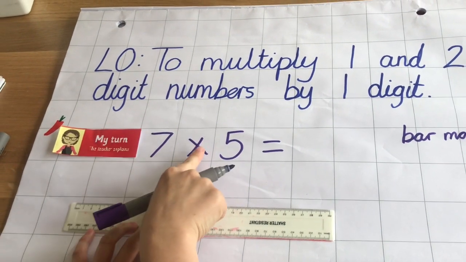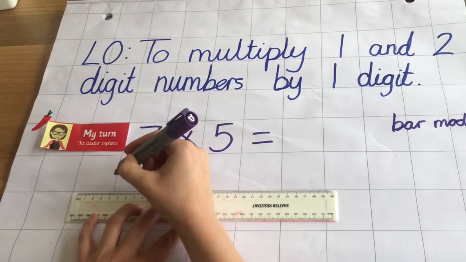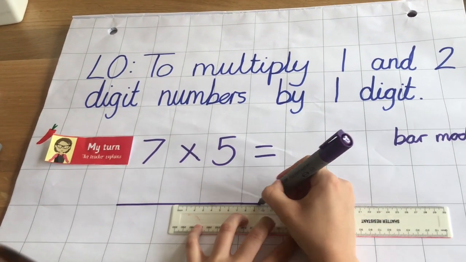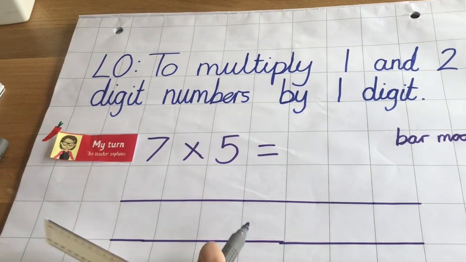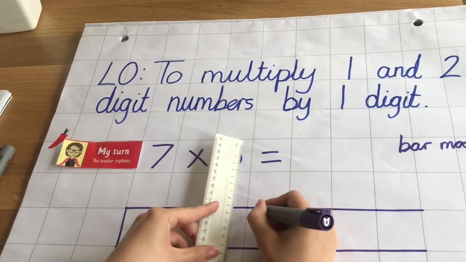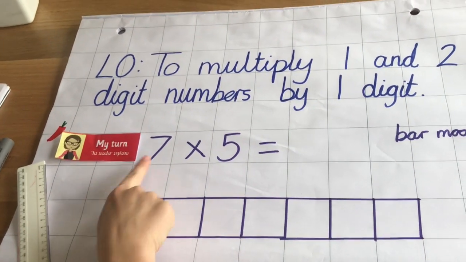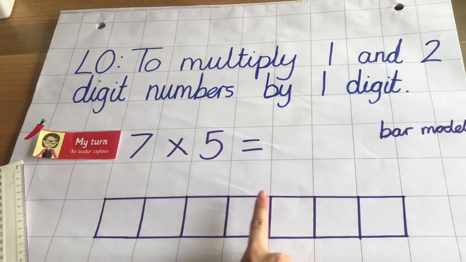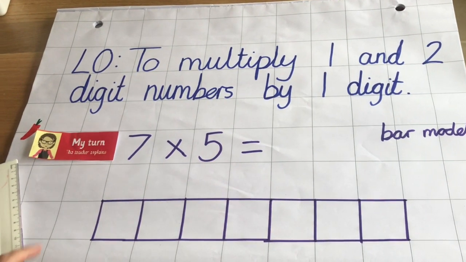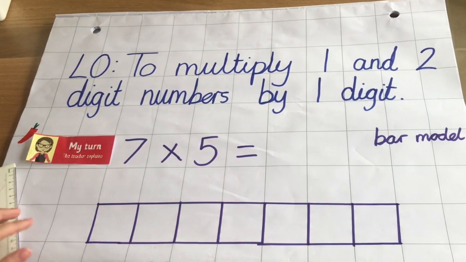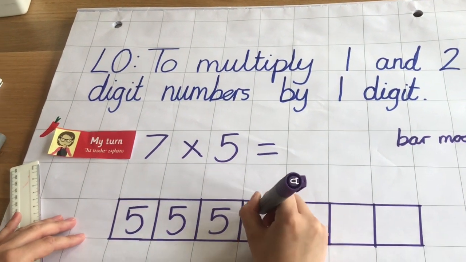It's 7 groups of 5. So I need 7 groups first of all. Just to check, 7 groups. 1, 2, 3, 4, 5, 6, 7. Now, how many do I have in each group? 7 groups of 5. Well done. So 5 needs to go in each group.